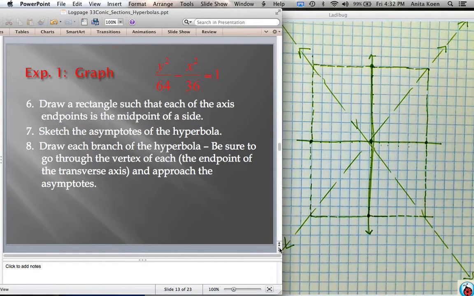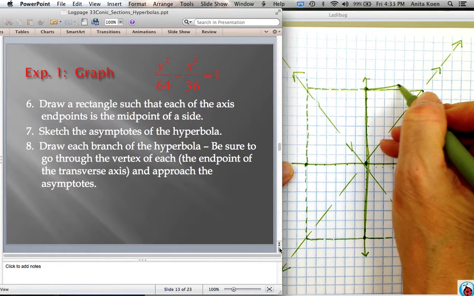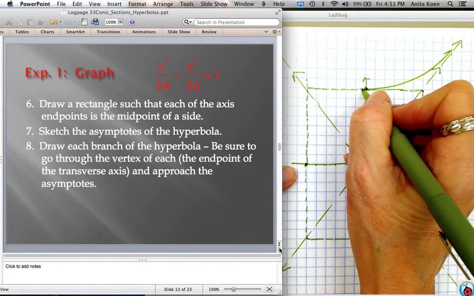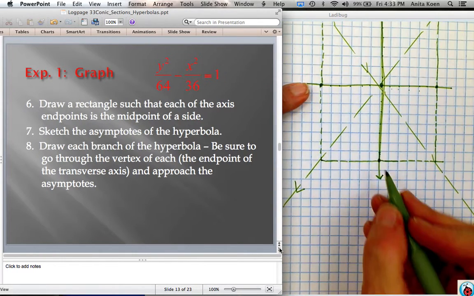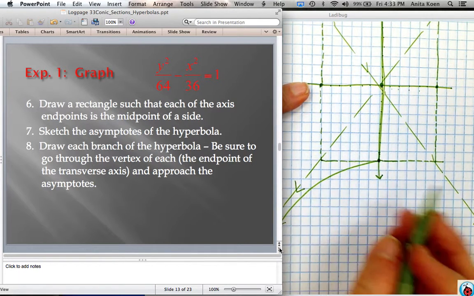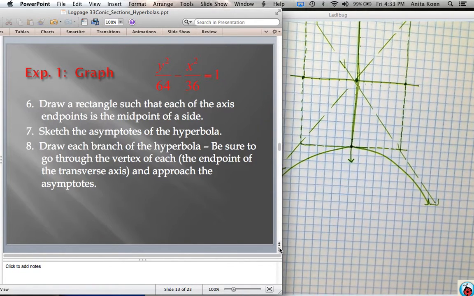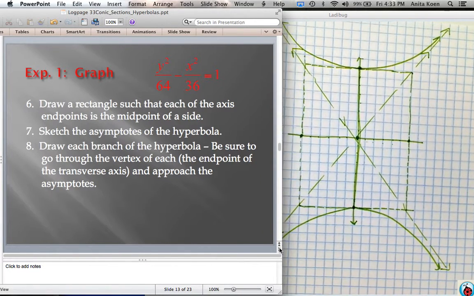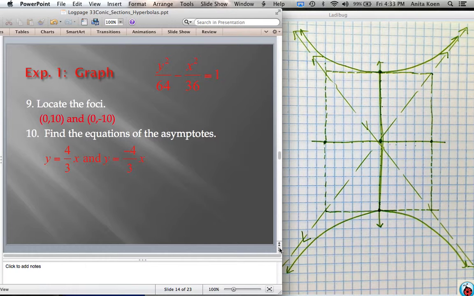Okay. Now you're going to draw each branch of the hyperbola. Be sure to go through each vertex and be sure to approach the asymptotes. So I'm going to go through this vertex, slide this back down so you can see, through this vertex, and approach that asymptote, through this vertex and approach the asymptote. Come down here, through the vertex, approach the asymptote, through the vertex, approach the asymptote. You need to be a little further away so you can see the whole thing.